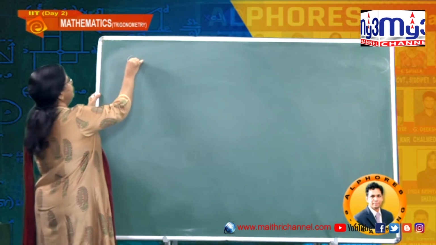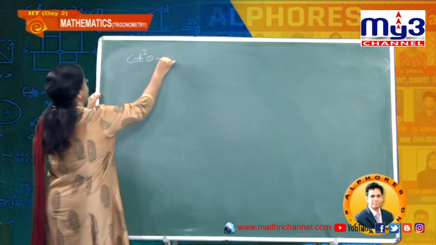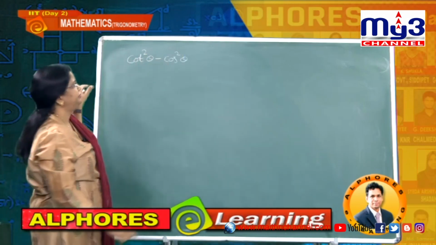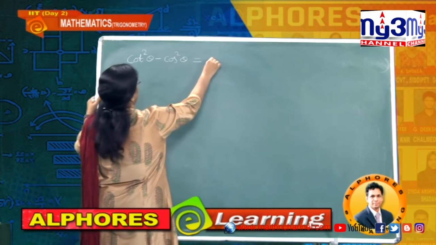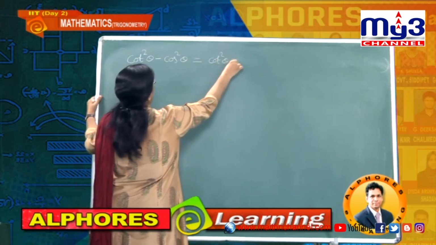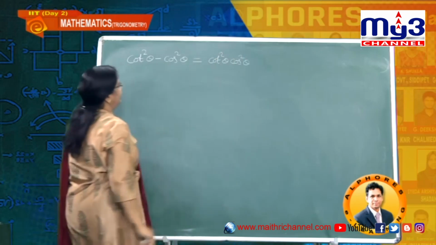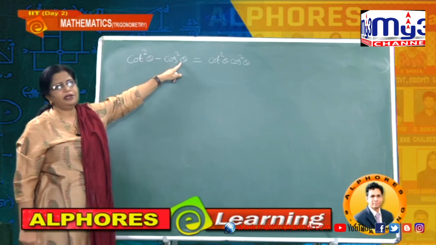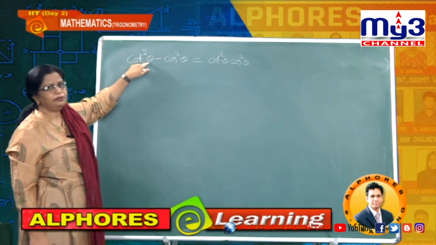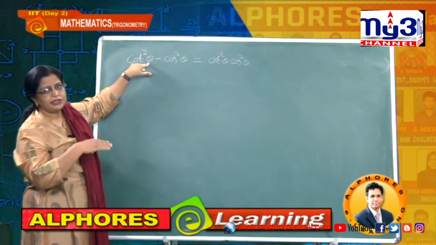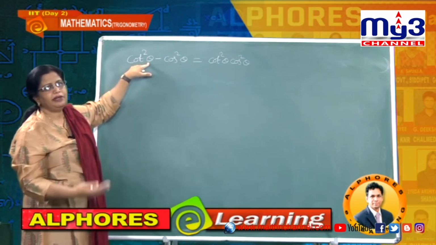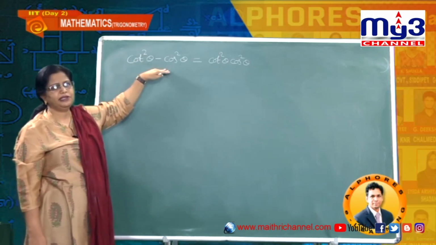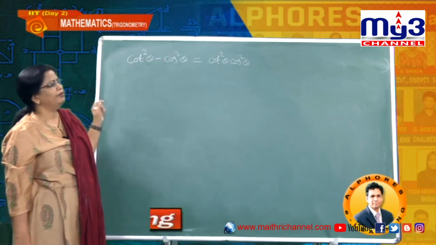Another one in the same way: cot square theta minus cos square theta. You observe the difference, and this is equal to cot square theta into cos square theta. Again observe that this identity is not for all real numbers. The previous one holds for all real numbers, whereas here it is confined to real numbers except all integral multiples of 180 degrees. So the common domain you can use is all real numbers except the integral multiples of 180 degrees.